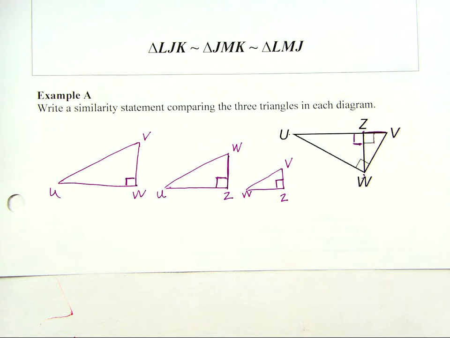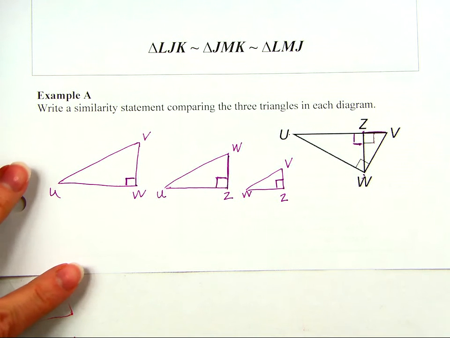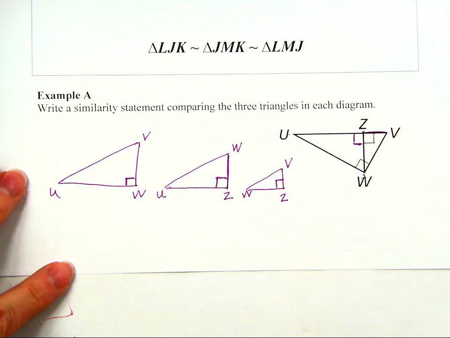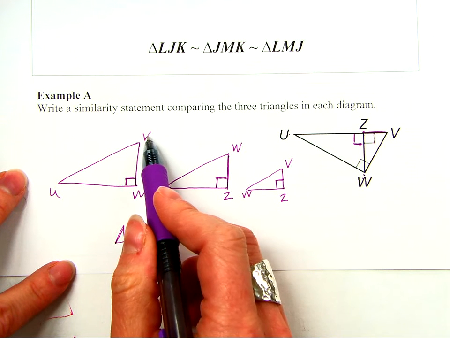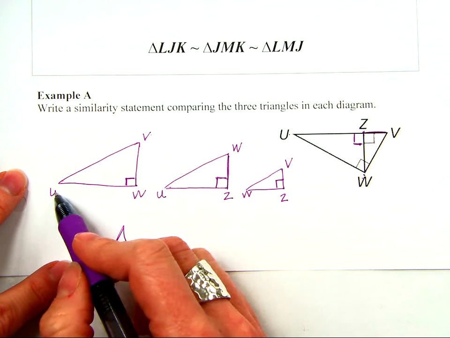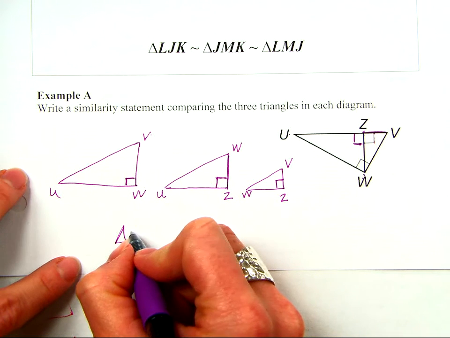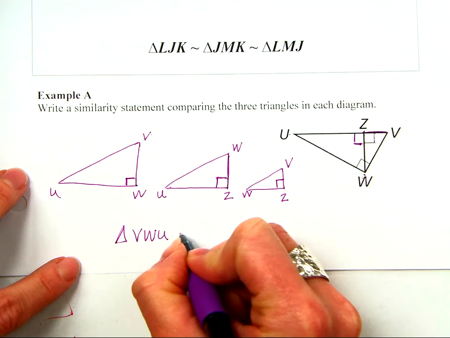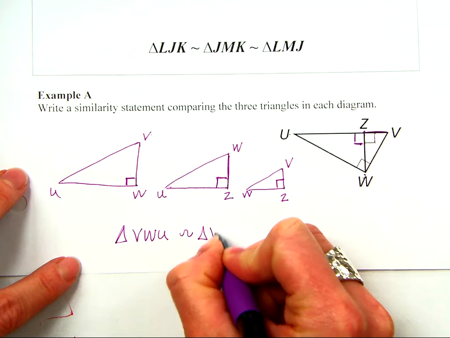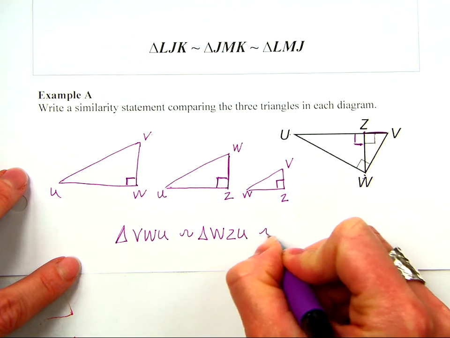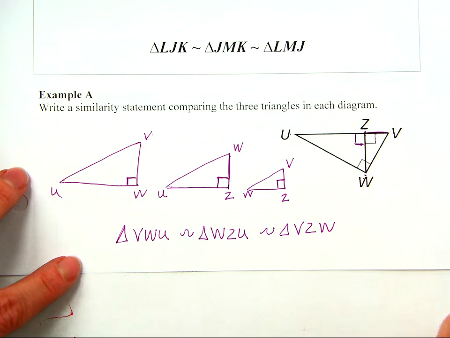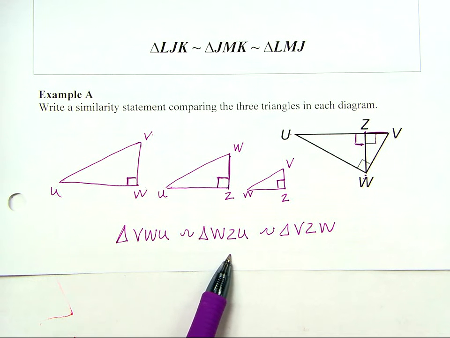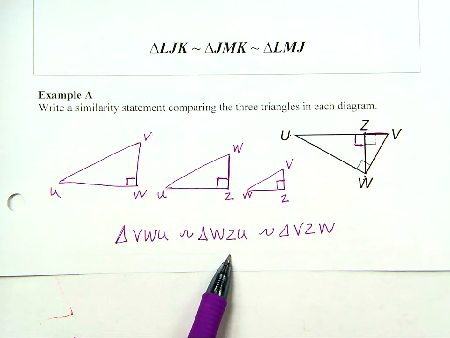Once I have my triangles sketched separately and my vertices labeled, it makes it much easier to write my similarity statement. I am going to go short leg, long leg, hypotenuse. So I'm going to say triangle VWU is similar to WZU, similar to VZW. Now again, your similarity statement could look different. It could be in a different order, but the vertices need to correspond.